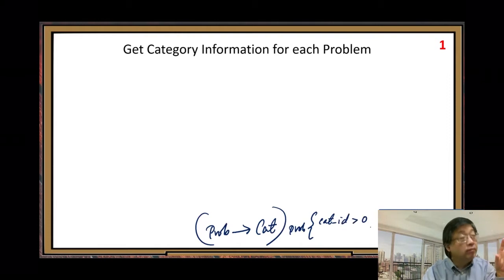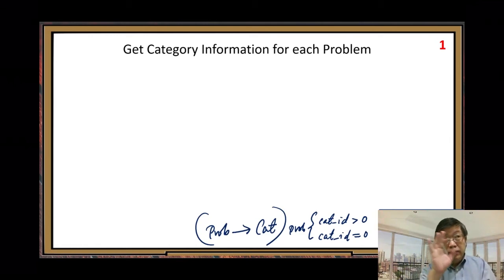One case is greater than 0. That means there is a valid category assigned to it. Another case is equal to 0. That means you have not assigned it to a category. Only these two cases. But no matter which case it is in, you can build the infrastructure for it.